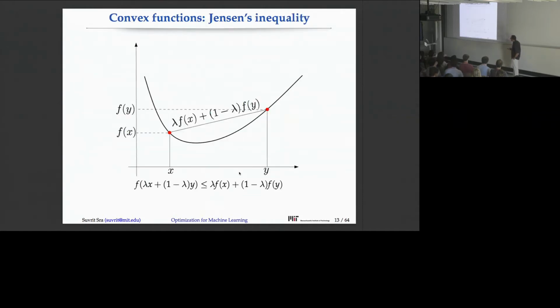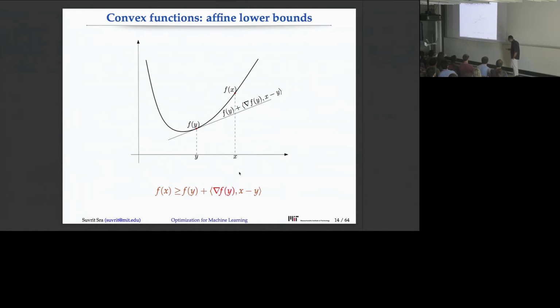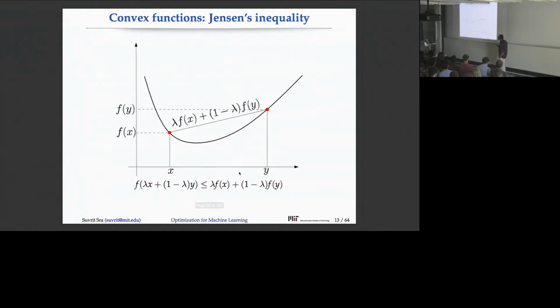Here is a picture for those of you who like pictures. Here is another picture. So these pictures are illustrating 2 or 3 different ways of viewing convexity. The first one is saying that f is convex if it lies below the line that joins those endpoints. That's just the definition drawn as a picture. So that's Jensen's inequality as a picture.